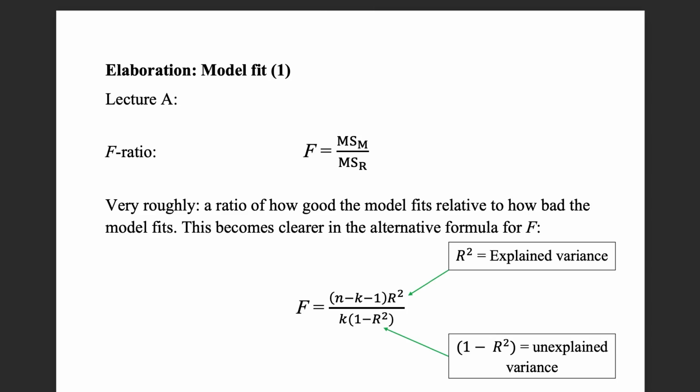And that maybe makes it a little bit easier to understand why we can roughly interpret this F value, this F ratio, as a ratio of how well the model fits, so R square, relative to how badly it fits, so 1 minus R square, the unexplained variance. In that sense it's useful because it gives you a hopefully more intuitive understanding, but also later in the course we'll see that we can extend this formula even further and do even more interesting statistical testing with it.